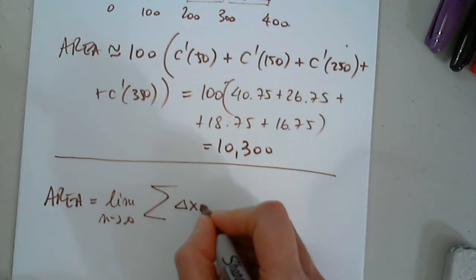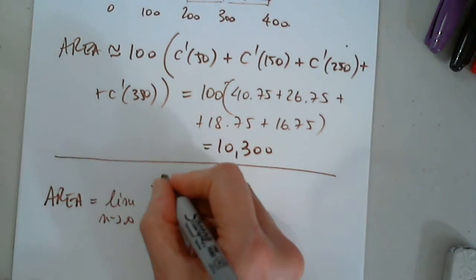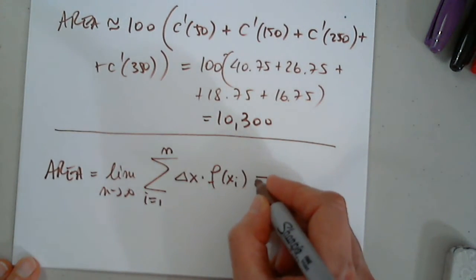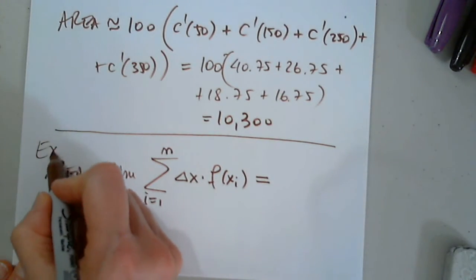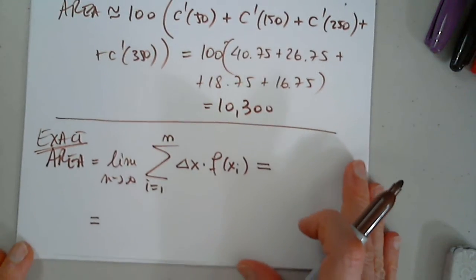times height delta x times f of xi from i equals 1 till the last subinterval. And there is another way of calculating this. Exact. Again, exact area, no approximation.